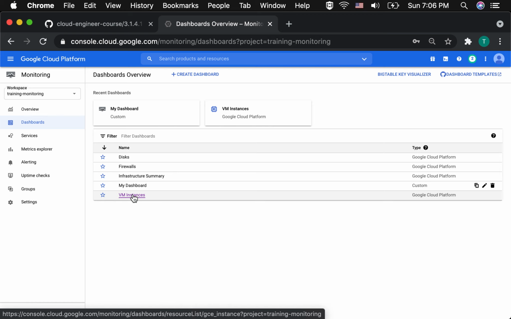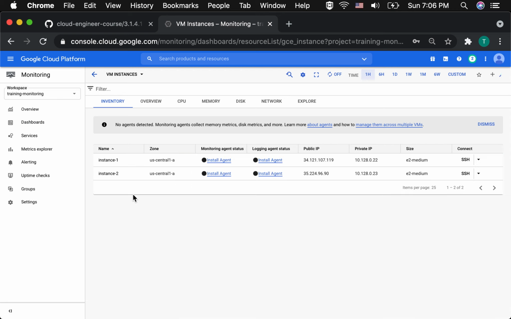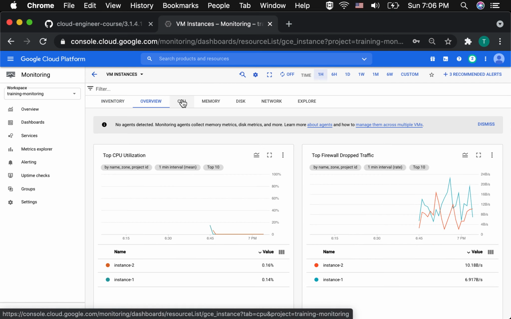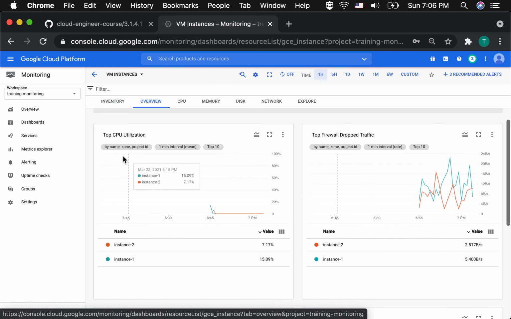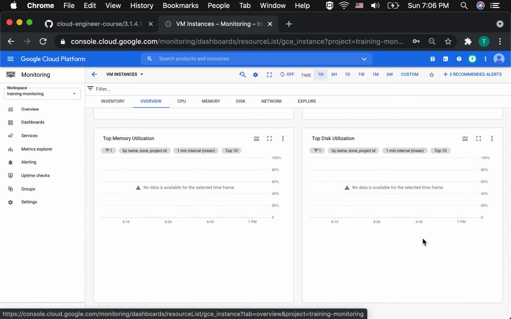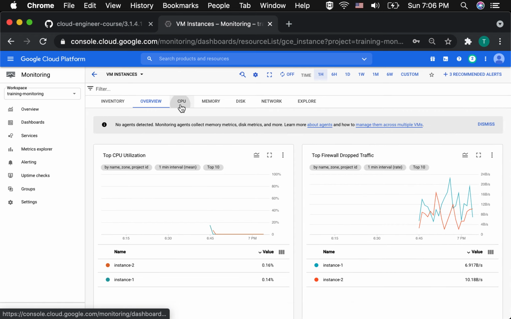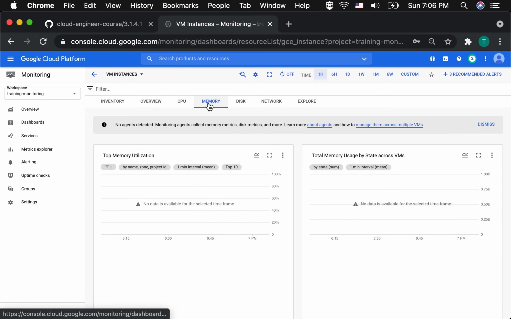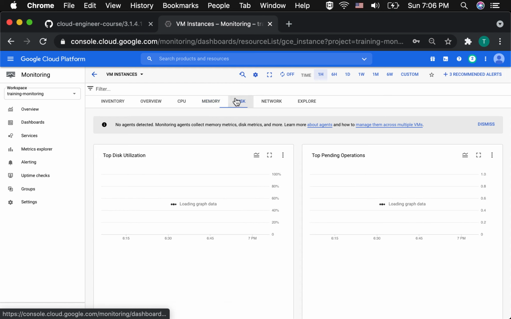with the setup. The VM instance dashboard was created when I activated GCE, the Google Compute Engine. You can see it lists out all of the instances I have. Then I can get an overview tab, which shows you the instances with the top CPU utilization. This top drop firewall traffic we're not going to worry about. You get some CPU data, some pre-canned charts that might be useful.